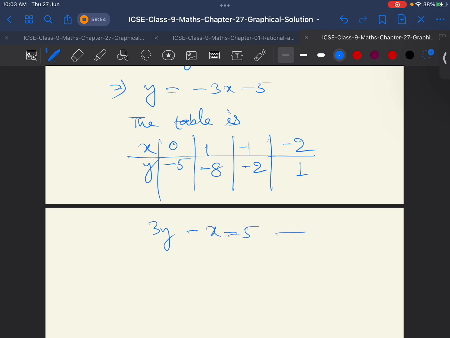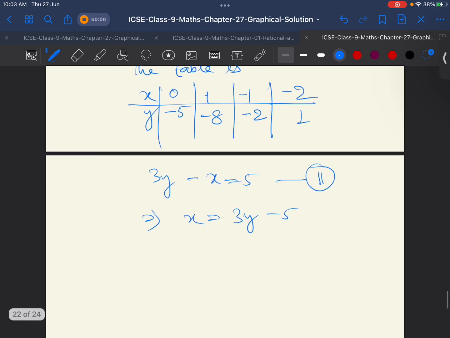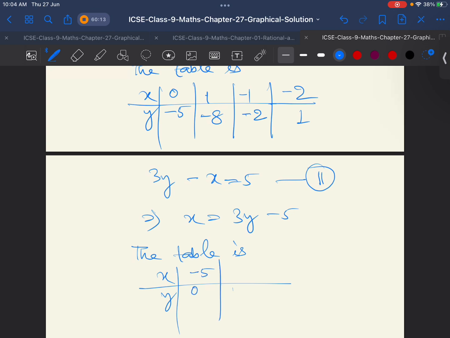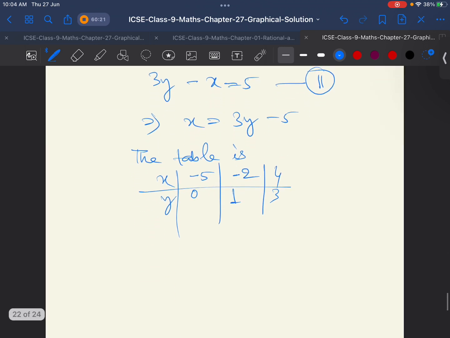And then equation 2, 3y minus x equals to 5. Equation 2 implies x equals to 3y minus 5. So the table is x and y. When y is 0, x is minus 5; y is 1, x is minus 2; y is 3, x is 4.